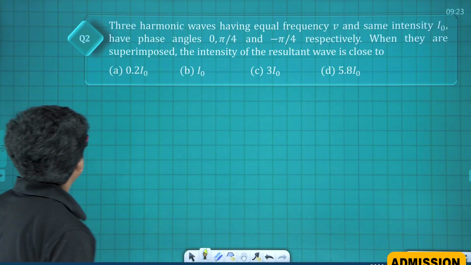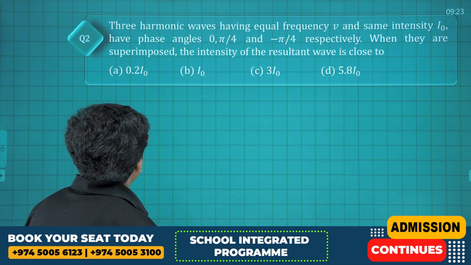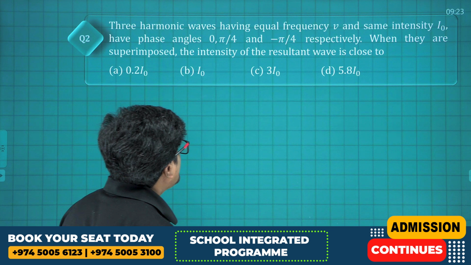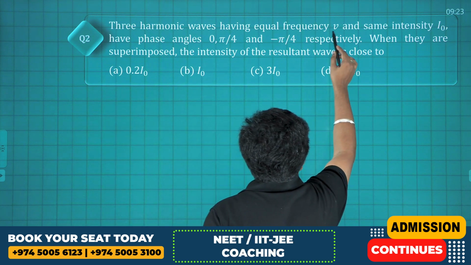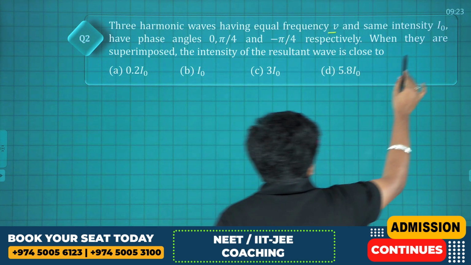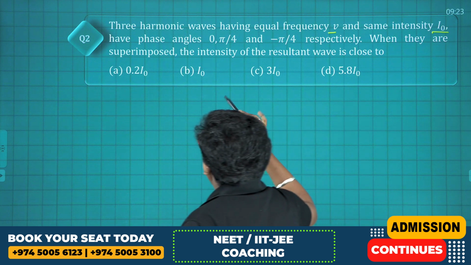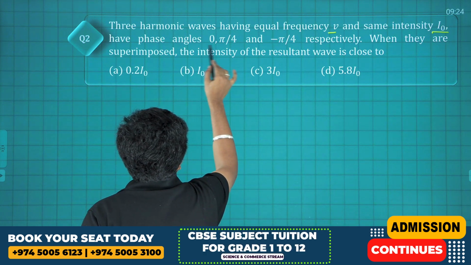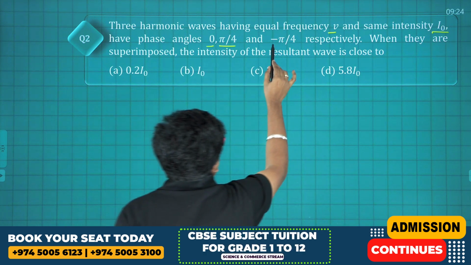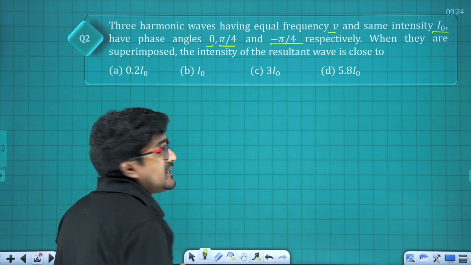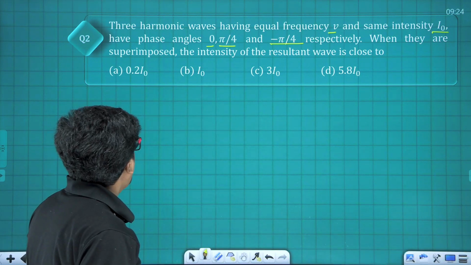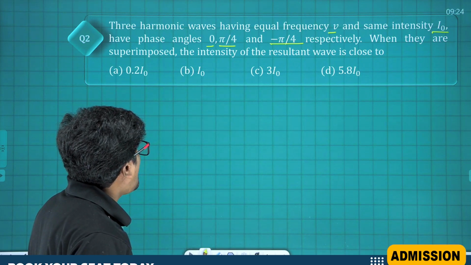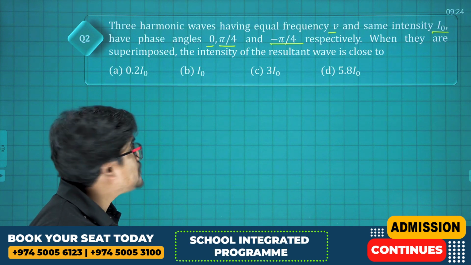Alright, moving to the next, question number 2. 3 harmonic waves having equal frequencies nu and same intensity I naught have phase angles 0, pi by 4 and minus of pi by 4 respectively. When they are superimposed, the intensity of the resultant wave is close to?